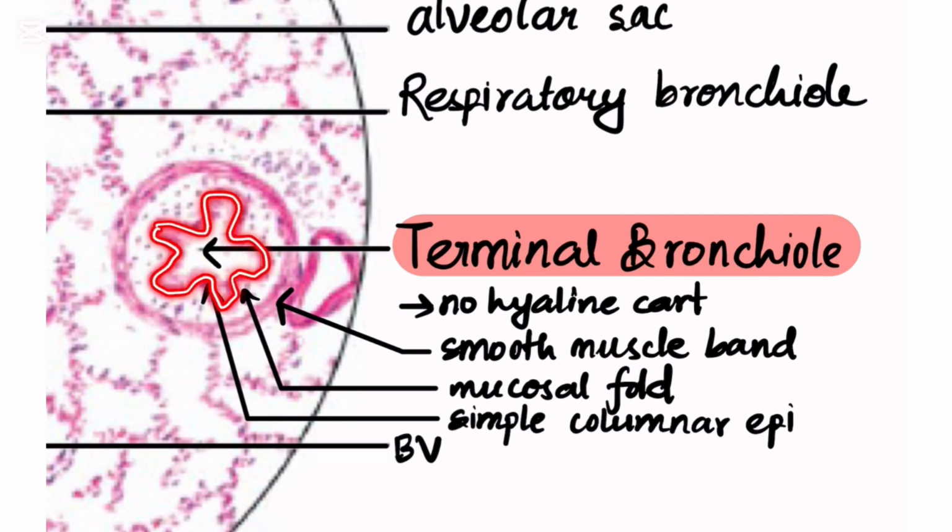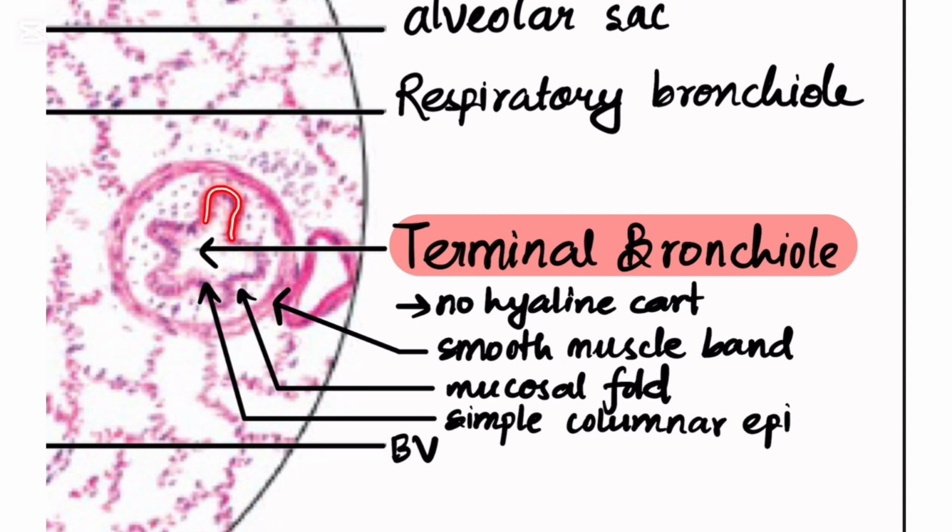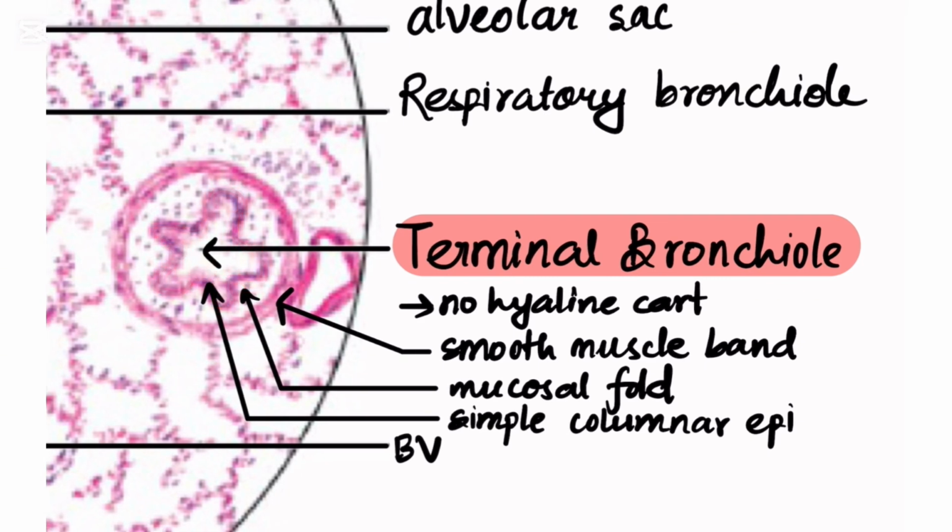So, what are the important features? Number one, no hyaline cartilage. No hyaline cartilage in bronchiole. Number two, innermost epithelial mucosa is simple columnar epithelium. Then there's a continuous circular band of smooth muscle which pulls parts of mucosa and lamina propria. As a result, mucosal folds are formed.